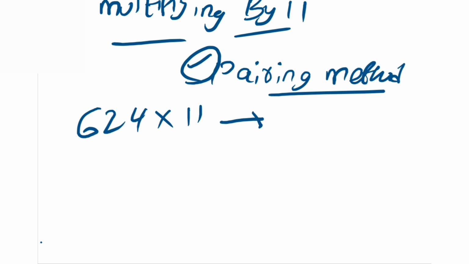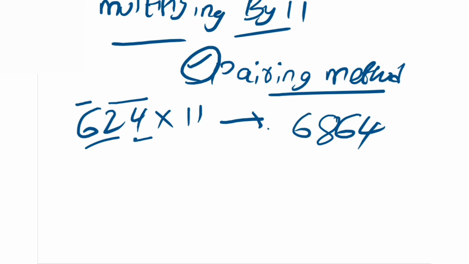Take from the left 4, write this and add this. 4 plus 2 would be 6, right here. Okay, next take two numbers, 864. And last you need to write this. 6864 would be your answer.